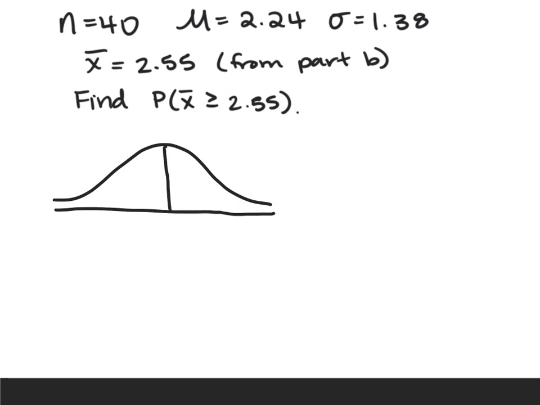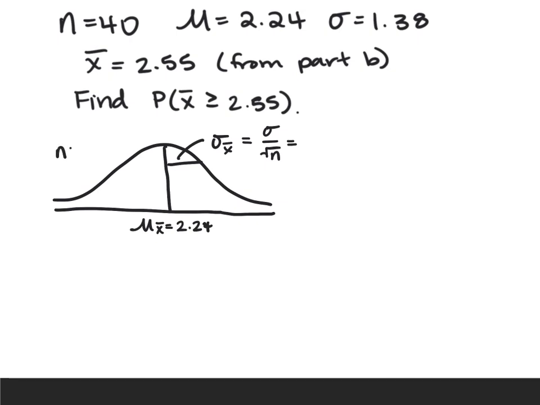My population mean will also be the mean of my sample means. So that's going to stay 2.24. My standard error for the sample means is going to be my standard deviation divided by the square root of the sample size. That was back in Part 2 of our video, but that's what happens anytime we're using the sampling distribution.